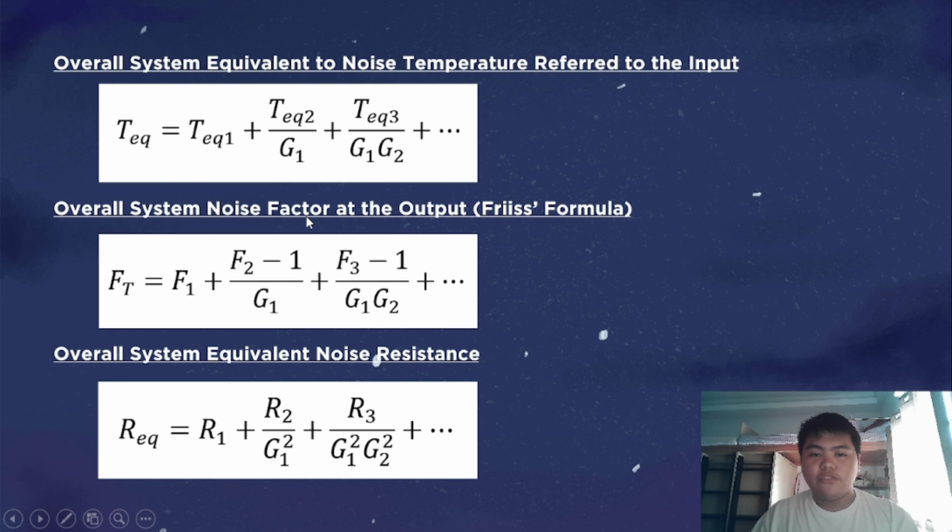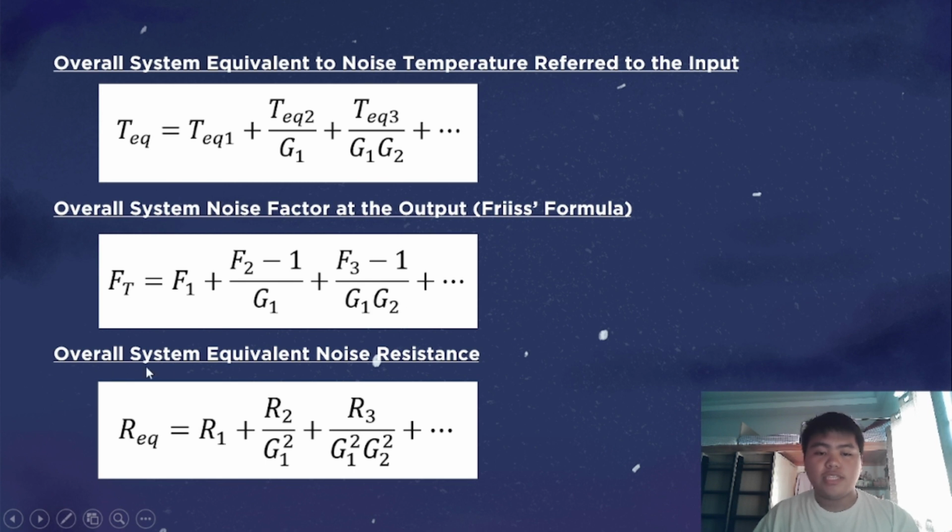The overall system noise factor at the output, on the other hand, is also known as the Friis formula, which can be expressed as F sub T is equal to F sub 1 plus F sub 2 minus 1 over G sub 1 plus F sub 3 minus 1 over G sub 1 times G sub 2.